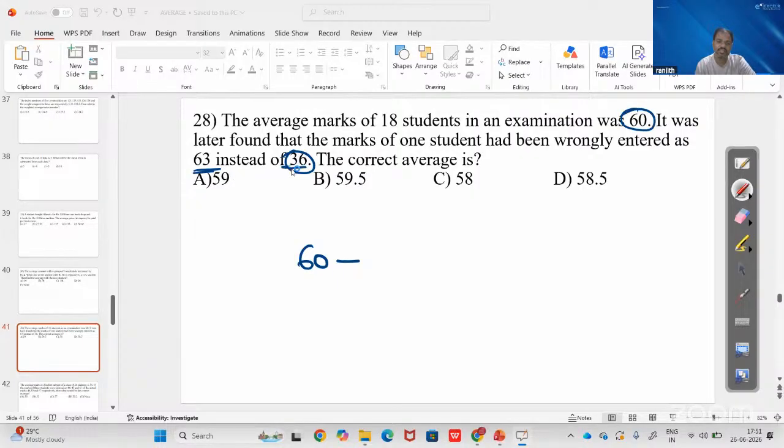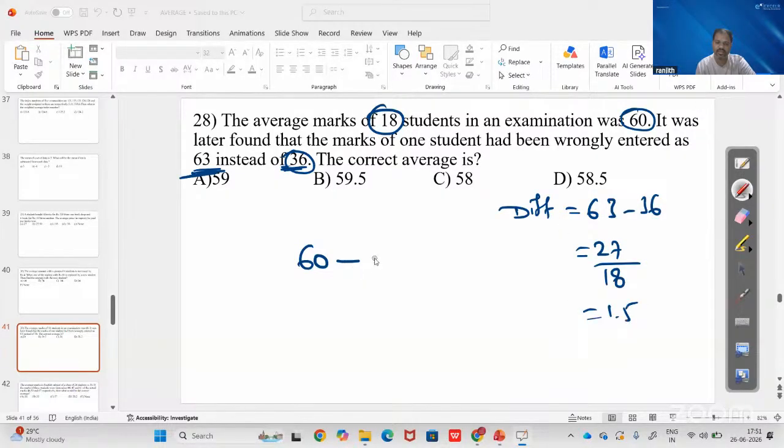ఇక్కడ మనకి 36 మార్క్స్ రావాల్సిన దగ్గర 63 మార్క్స్ వేశారు కాబట్టి యావరేజ్ అనేది ఆబ్వియస్ గా డిక్రీజ్ అవుతుంది. సో ఎన్ని మార్క్స్ ఎక్కువ వేశారు అంటే డిఫరెన్స్ ఈక్వల్ టు 63 మైనస్ 36 ఈజ్ ఈక్వల్ టు 27 అవుట్ ఆఫ్ 18 స్టూడెంట్స్. 27 by 18 equal to 1.5. 60 minus 1.5 equal to 58.5. So the average equal to 58.5.